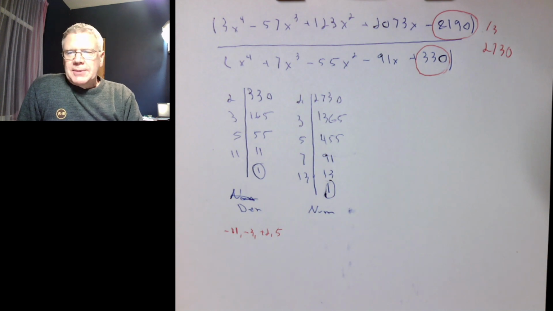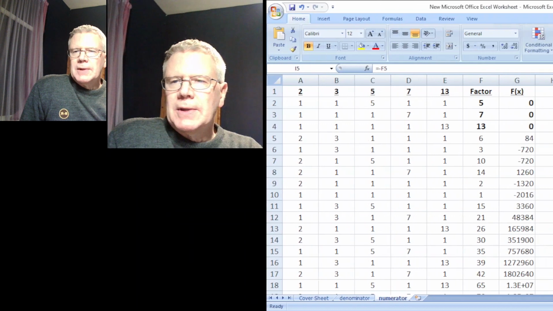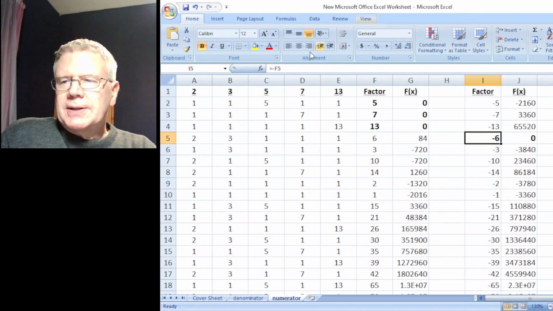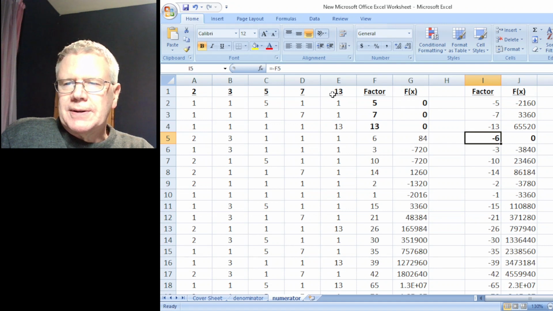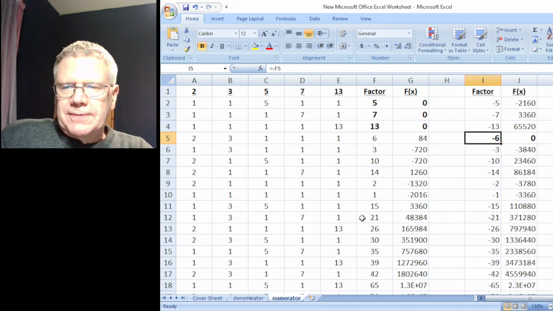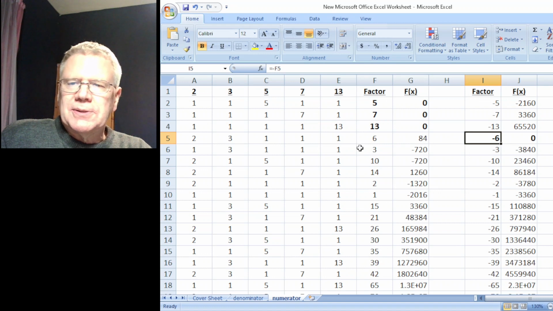So those are the denominator factors. So I did the same thing on the numerator. Here are my factors, 2, 3, 5, 7, 13. These are the factors, and then I think this has been sorted after doing it so that all of the roots are at the top.